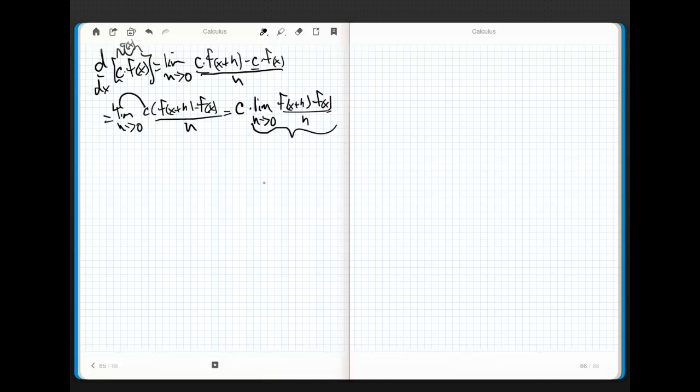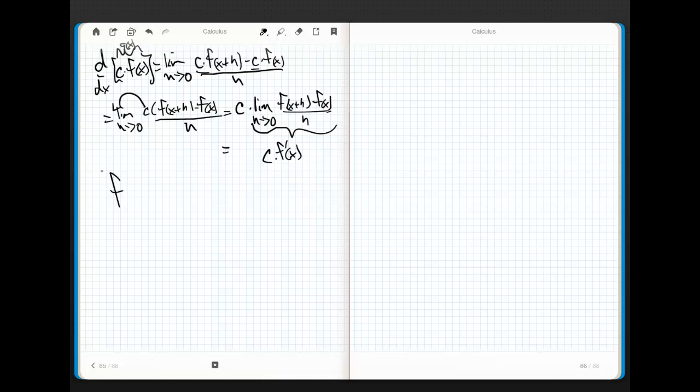And guess what this big bad boy is? This guy is f prime of x, and the constant is just along for the ride. In other words, the derivative of a constant times the function is simply the constant times the derivative of the function. Now, think about what that means.